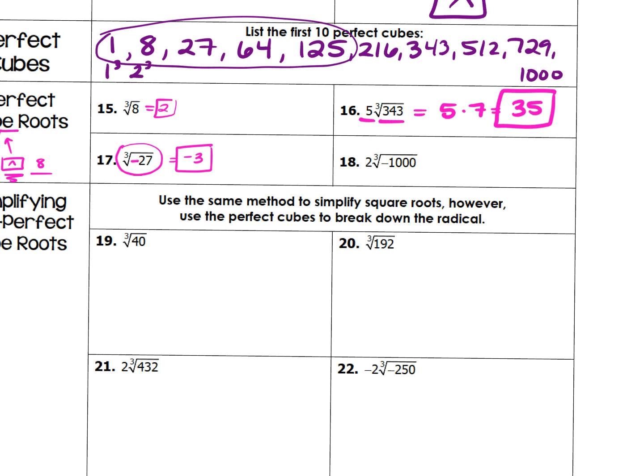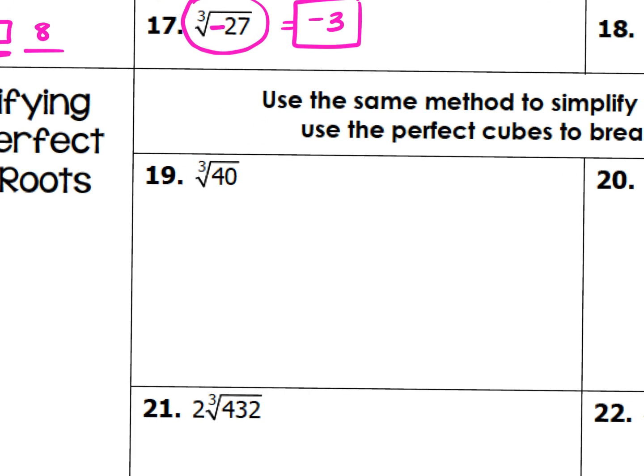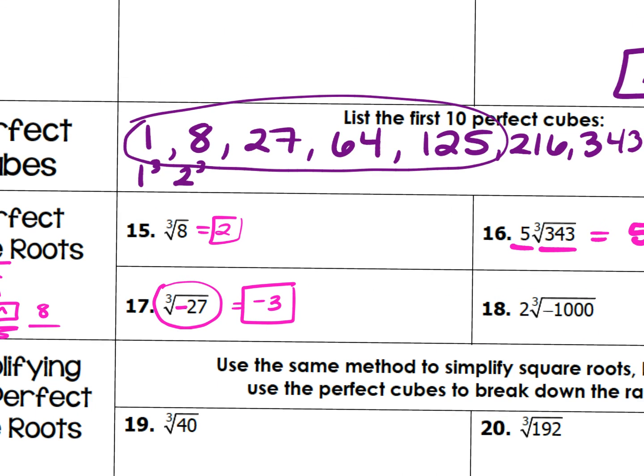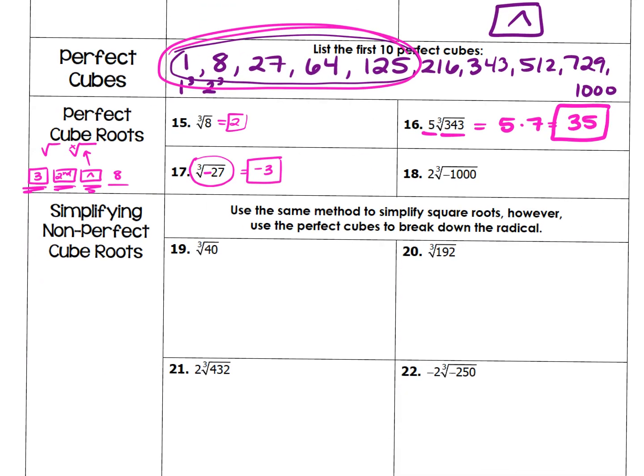Okay, so here's where this gets fancy, because now instead of square roots, we're breaking down cube roots. And people are less familiar with cube roots, okay? So now you really want this list very handy, because you're going to be dividing by those numbers, okay? So take a look at this first one. 40 is divisible by which of these numbers up here? 8. Okay, so we're going to break this down.